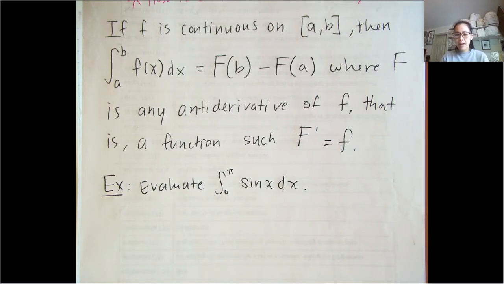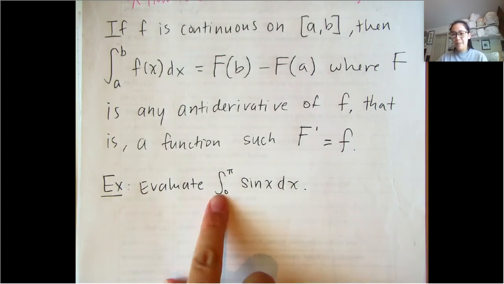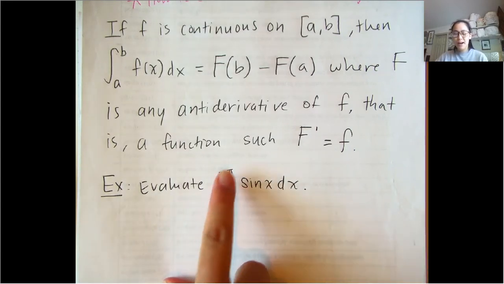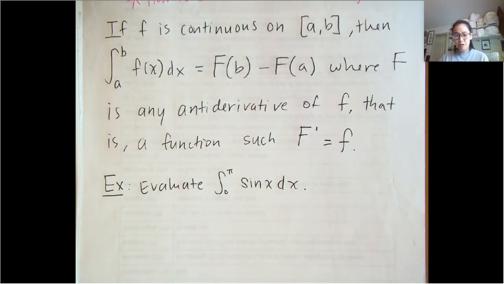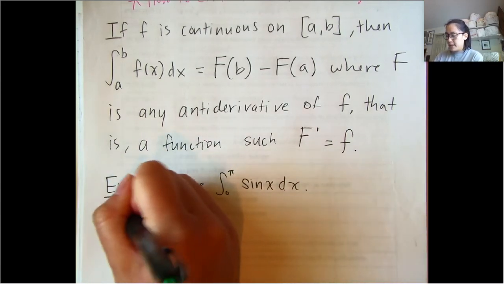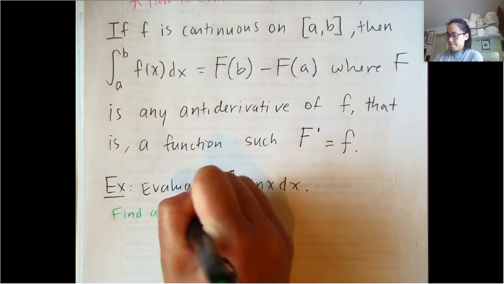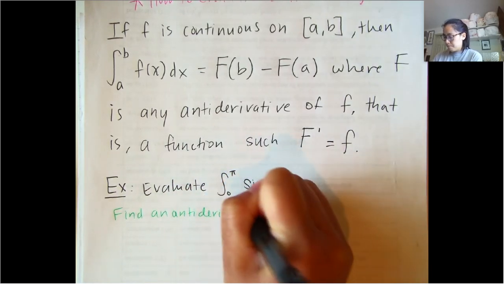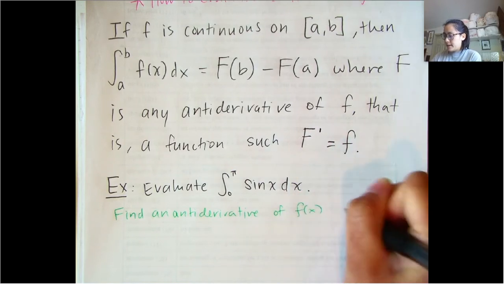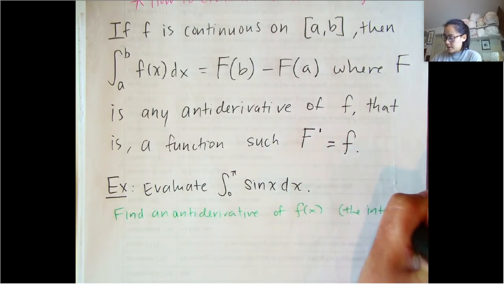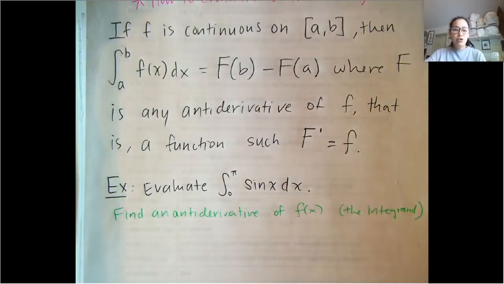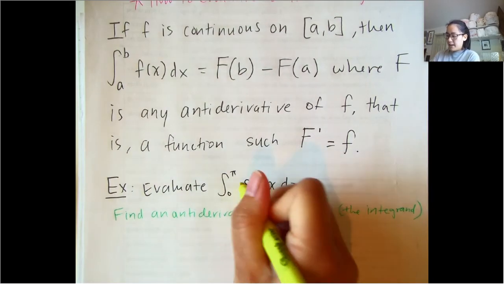So we're going to evaluate the integral from 0 to pi. So notice that I'm reading it from the bottom limit or bound, the top limit or bound. So the integral from 0 to pi of sine of x dx. So your first step when doing a definite integral like this is you go ahead and you find an antiderivative of f of x, the integrand. Okay, so just a reminder, the integrand is sine of x.